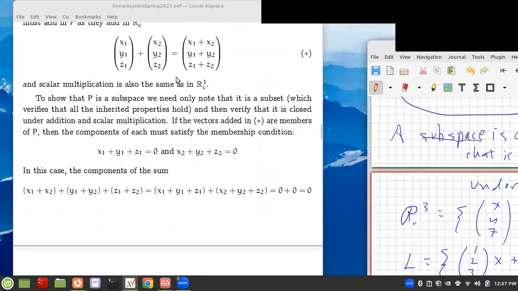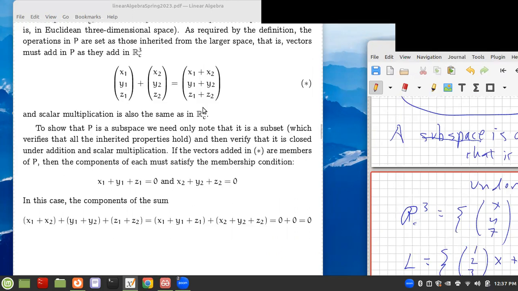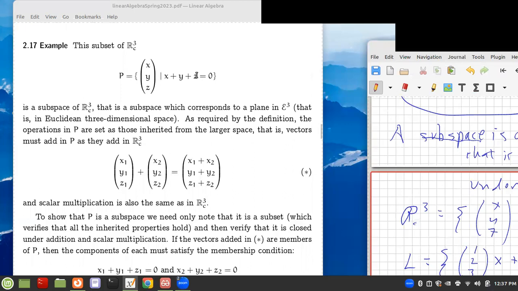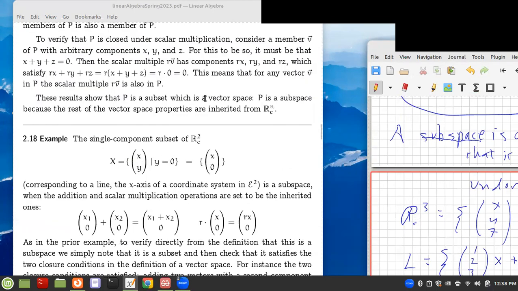Well, if we add up x1 plus x2 plus y1 plus y2 plus z1 plus z2, then you rearrange it into x1 plus y1 plus z1 plus x2 plus y2 plus z2. Using these two properties, that's the same as 0 plus 0, which is 0. So this shows that if I add two vectors, the constraint works. Now, if I put a 1 here, this wouldn't work. If I put an inhomogeneous linear system up here, this is going to fail to be true. So it isn't trivial; it only works for homogeneous linear systems. It doesn't work for general ones.